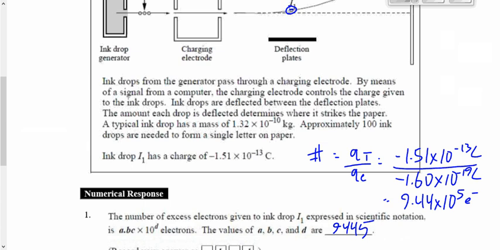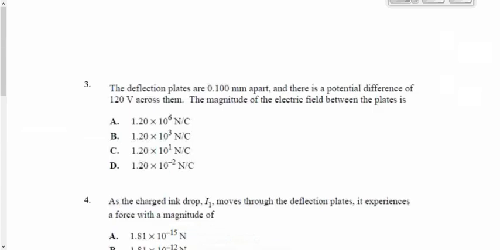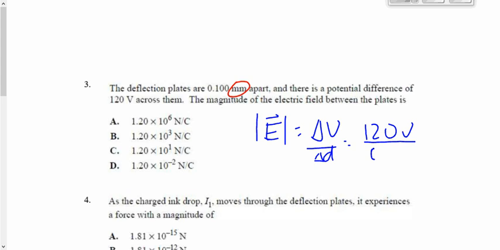Now, question number 3 also relates to this information. Number 3 says the deflection plates are 0.1 millimeters apart. That's pretty close together, right? 1/10 of a millimeter. And there's a potential difference of 120 volts across them. What's the magnitude of the electric field? Is this going to be a uniform field or a non-uniform field? Uniform field. So it's those last two equations in our Venn diagram that we're allowed to use here. Which one are we going to use? The bottom one, the producer one, right? E is equal to delta V over delta d. You just have to remember to do your unit conversion here. It's 120 volts divided by 0.1.